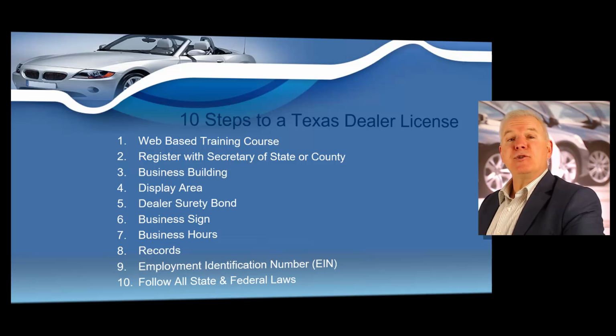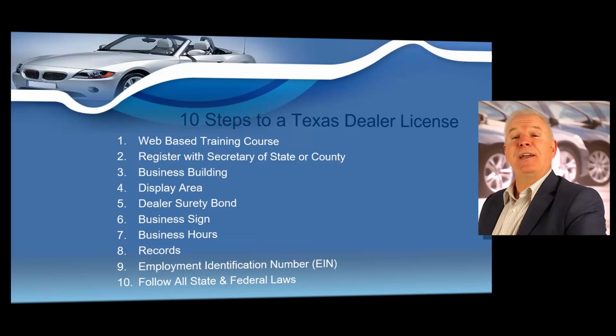The bond must be issued for 2 years, and you must maintain your dealer surety bond during your entire licensure period. You can easily obtain a bond from any bonding company or an insurance agency, and with good credit, a bond should cost you maybe $200 to $300 a year.